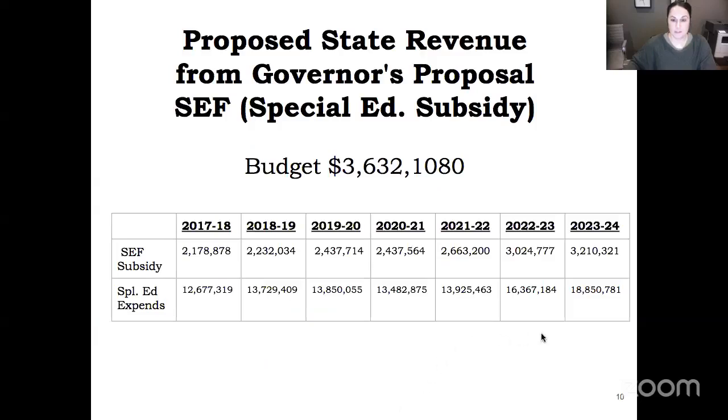Special ed subsidy, again, this was an area, I think it was 1.5% up from last year. But just so you can see the difference between the subsidy dollars we get for special ed and what we actually pay out the door. Last year, we paid a little bit over $18 million and we received $3.2 million.